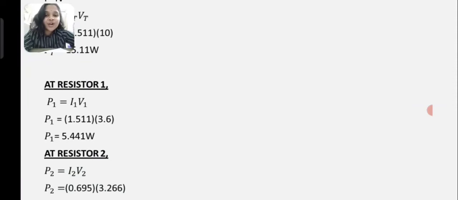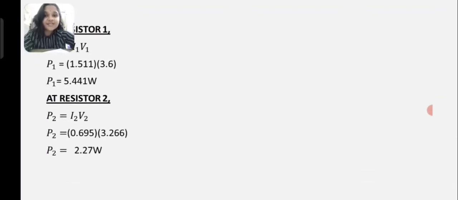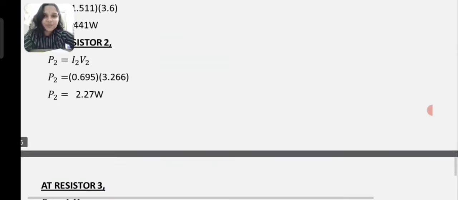So in order to obtain each value of power at resistors 1, 2, 3, 4, 5, we are going to use the same formula, P is equal to IV. So P1 is equal to I1 times V1, 1.511 times 3.6, which is equal to 5.441 watts. At resistor 2, using the same formula, 0.695 times 3.266, so the power at resistor 2 is 2.27 watts.